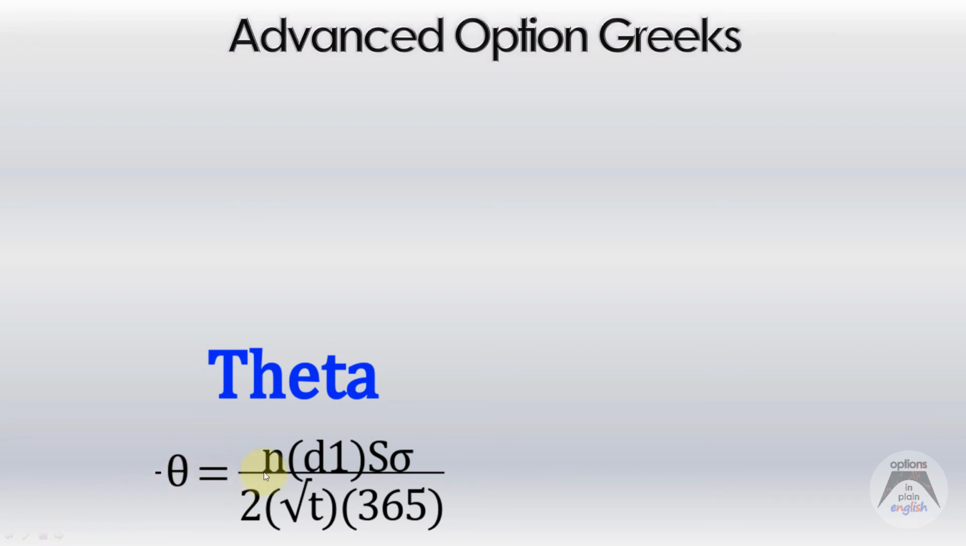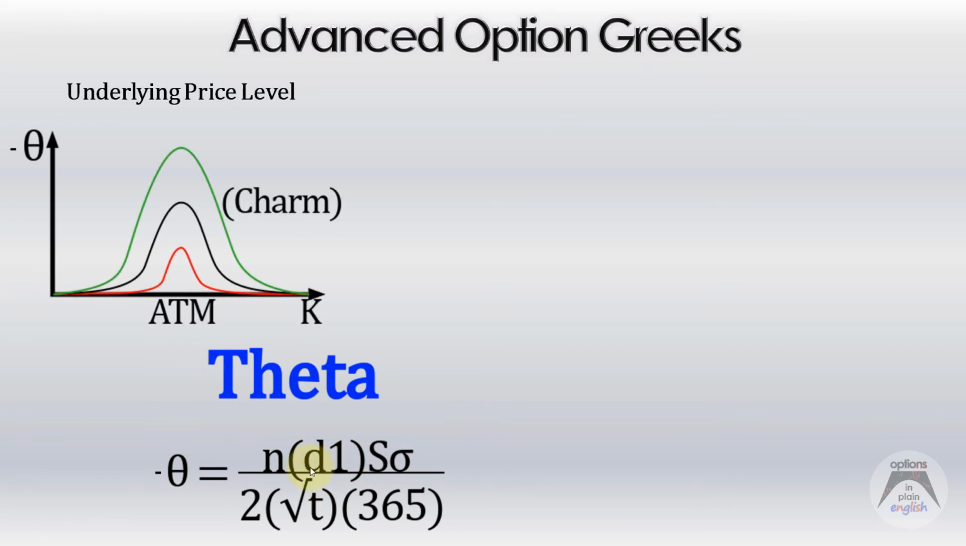Theta is going to be the standard normal distribution of D1 multiplied by the stock price multiplied by the implied volatility divided by 2 times the square root of time multiplied by 365, so that you can get the value per day. You can easily see here that the basic shape is going to be that of the normal distribution. It's going to be directly proportional to the stock price, directly proportional to the implied volatility, and inversely proportional to time.